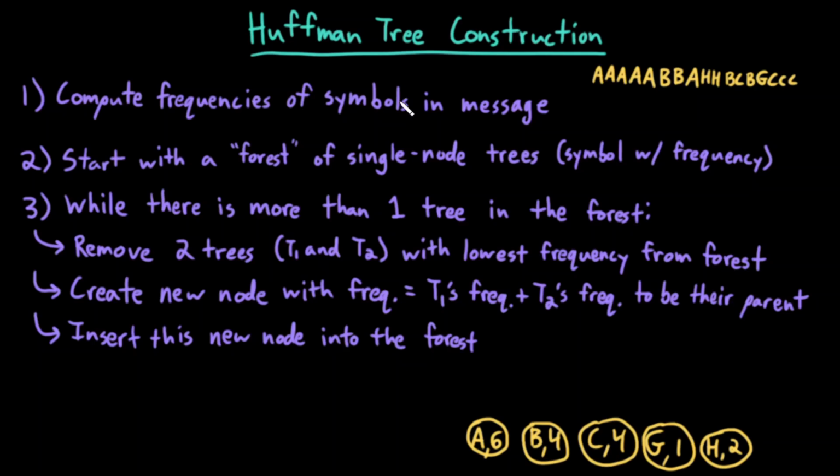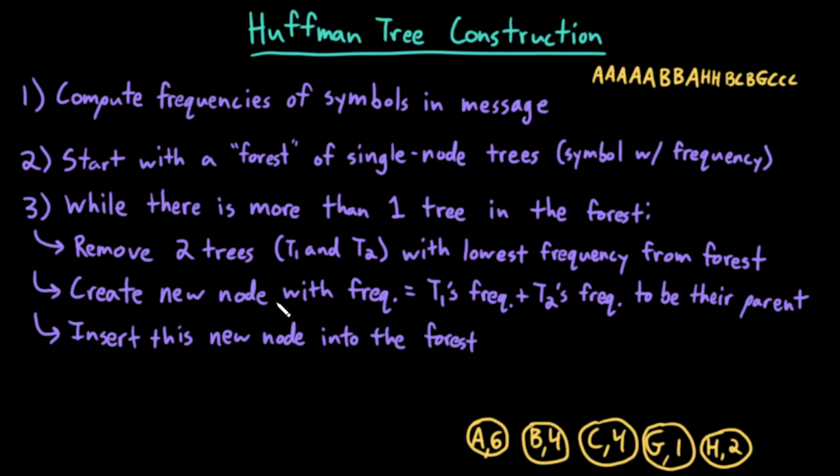So these are my unique symbols with their frequencies, and I've created them as a forest of single node trees. So my forest will always be represented by roots of trees. Each of these is the root of its own tree. While there is more than one tree in the forest, first I remove two trees, T1 and T2, that have the lowest frequency from my forest. So the lowest frequencies are G1 and H2. I'll call this T1, this one T2.